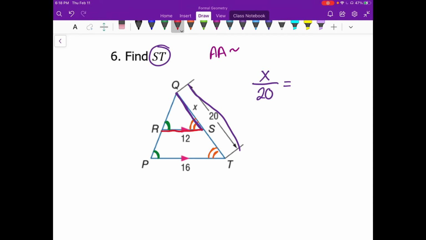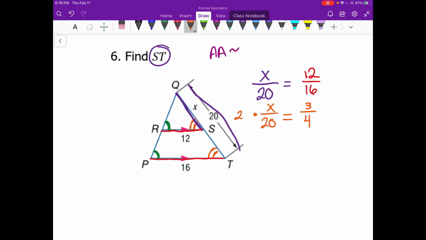In this case, I'm going to use 12 and 16. So 12 goes on top, 16 goes on the bottom. I can reduce 12 over 16. Those are both divisible by 4. So when I reduce that, I get 3 over 4 equals x over 20.